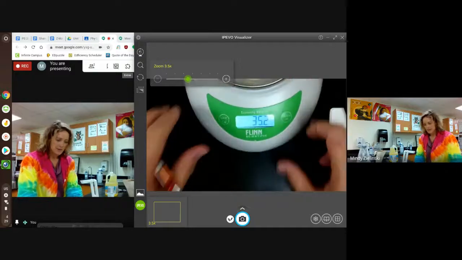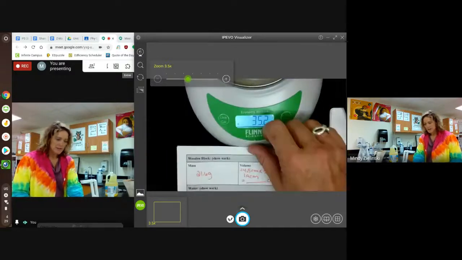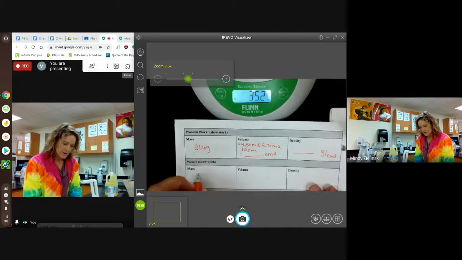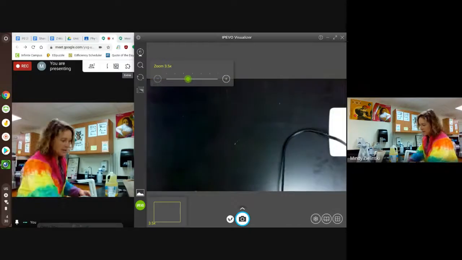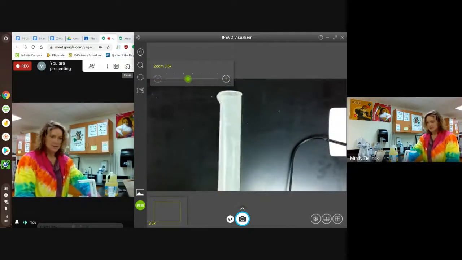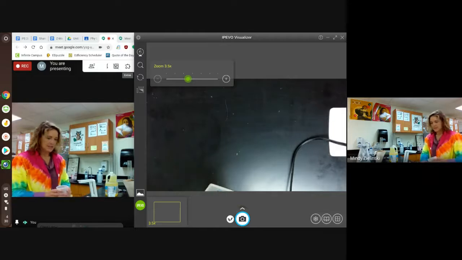So we go back to our sheet for the water here. We're going to write in 35.2 grams. And now for volume, I am going to use this graduated cylinder, right? Somebody uses graduated cylinder.